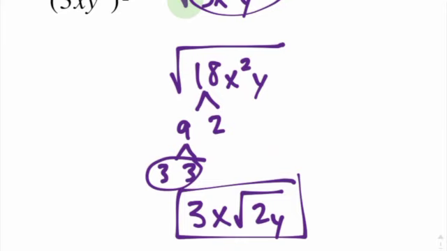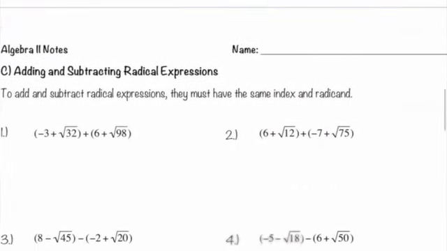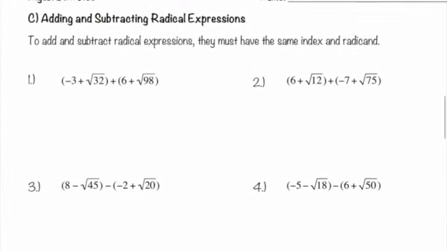Okay. So the last sort of concepts here are going to be adding, subtracting, and multiplying and dividing with radicals. These are not going to include any variables in this piece here. So let's look at the next page.